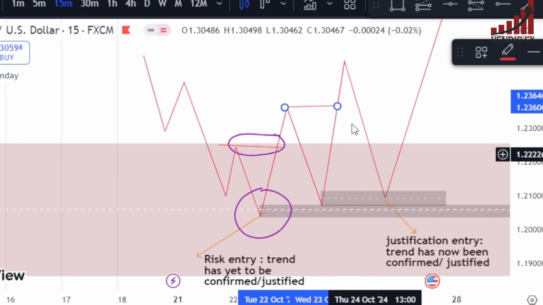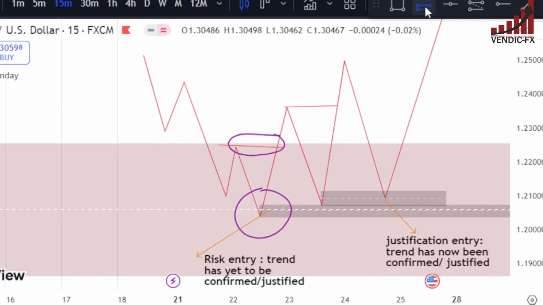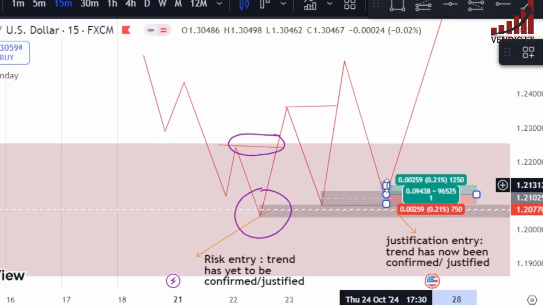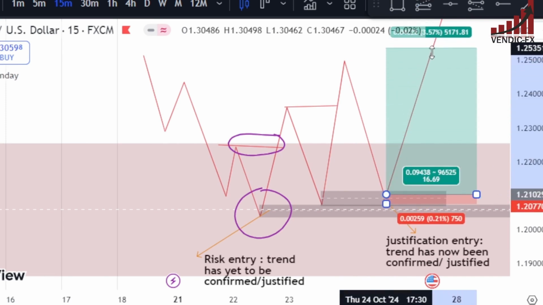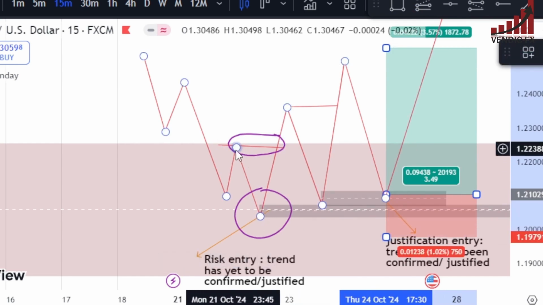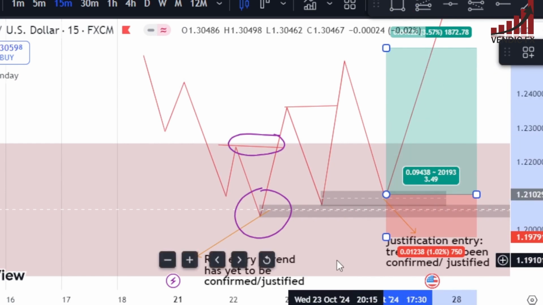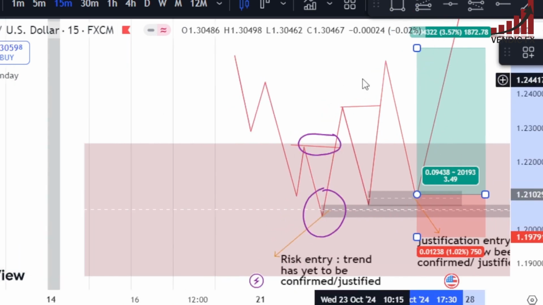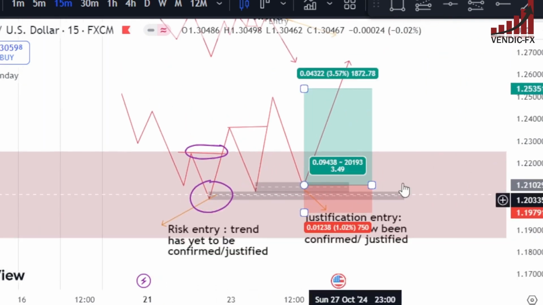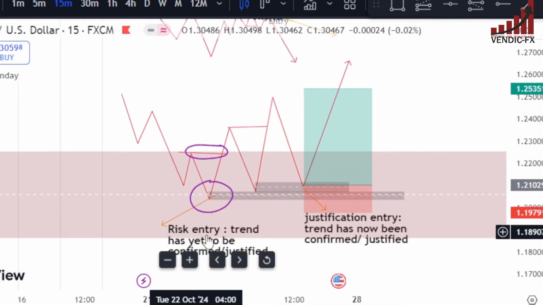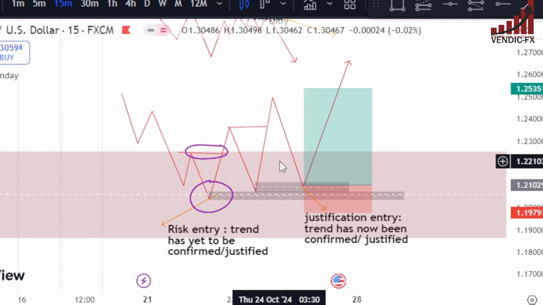So as the market is coming back, this is another perfect entry for you to enter. In this kind of entry, you are very, very sure that the market is reversing, because there's almost a double change of character confirming that the market is really weak. So there's going to be a reversal. This is how to get a justified entry from a risk entry. I believe this really explains it.